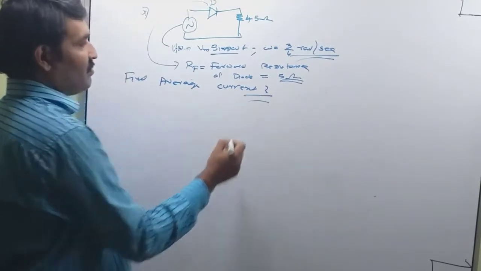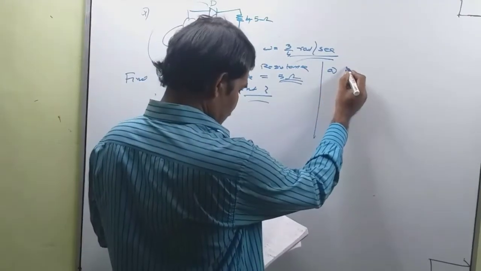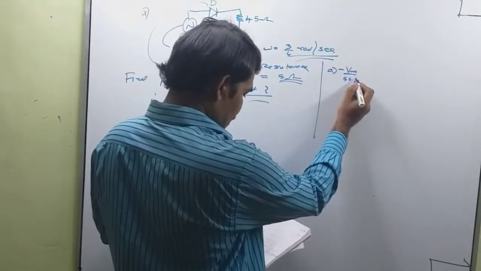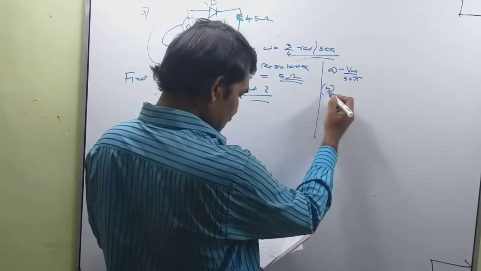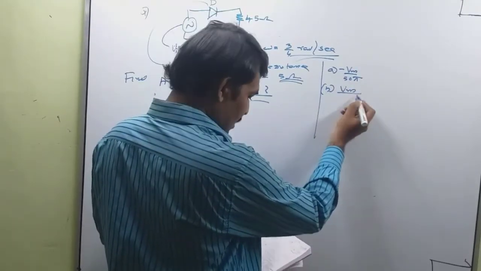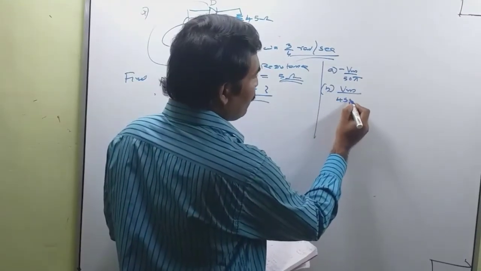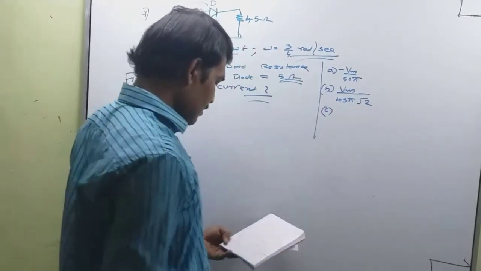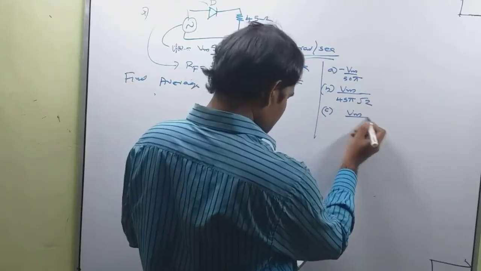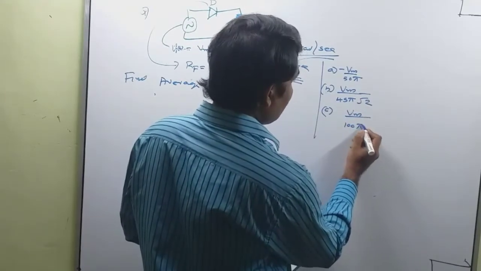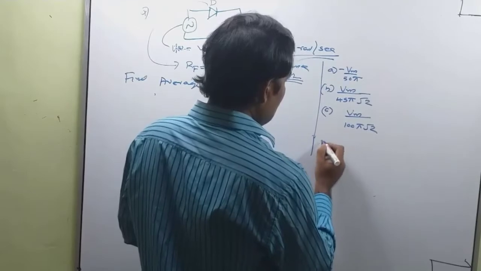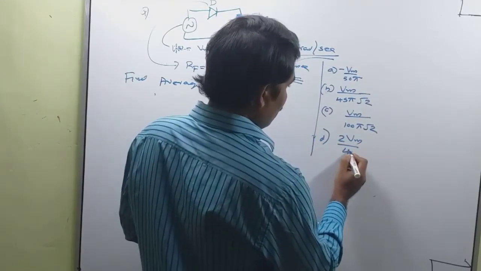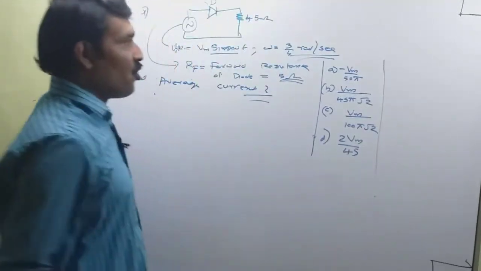That is the question. Choice A is minus Vm by 50 pi. Choice B is Vm by 45 pi root 2, choice C is Vm by 100 pi root 2, and choice D is 2 Vm by 45. These are the 4 options.